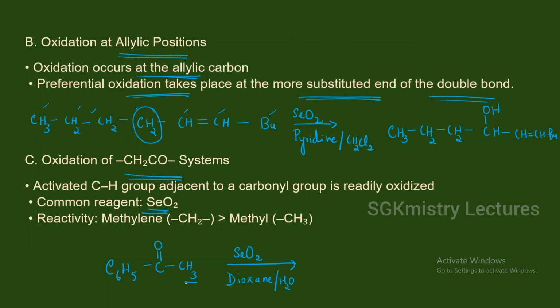Now look at these CH groups which are adjacent to the C double bond O group. Again, these are nothing but the activated CH groups. Here the oxidation takes place in the presence of SeO2, so you're going to get C6H5, C double bond O, CHO. So the oxidation of this particular group, which contains the activated CH groups, takes place in the presence of SeO2.